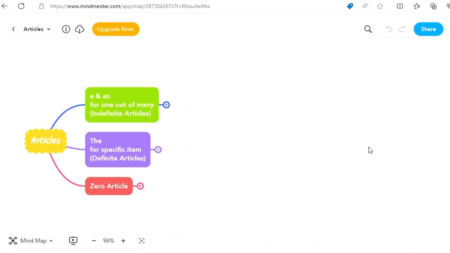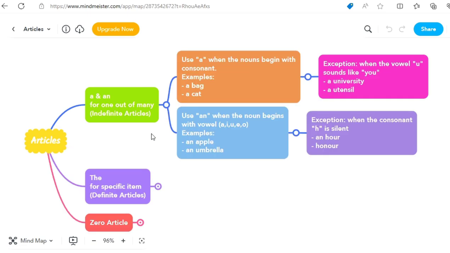First of all, I classify the articles into three categories: indefinite, definite, and zero article. In indefinite articles, I have a and an. This is for stating something that is singular or one out of many. A or an are also used when we mention something for the first time in our speaking or writing.